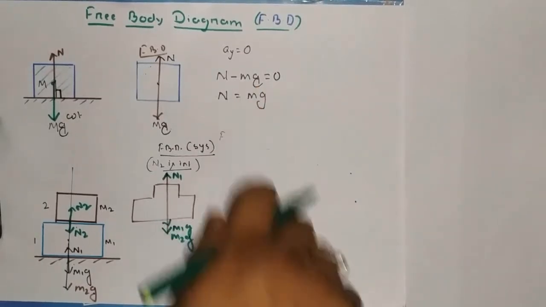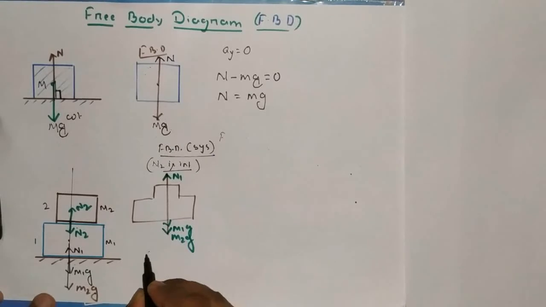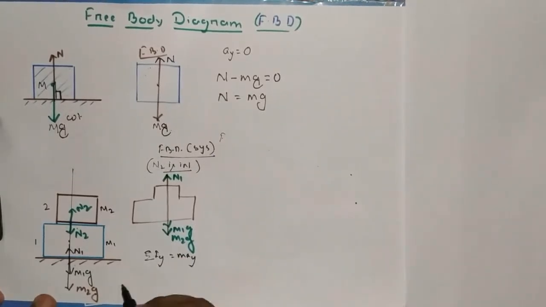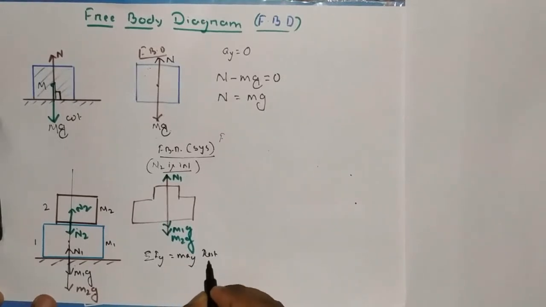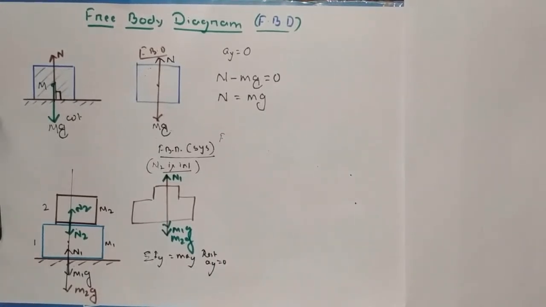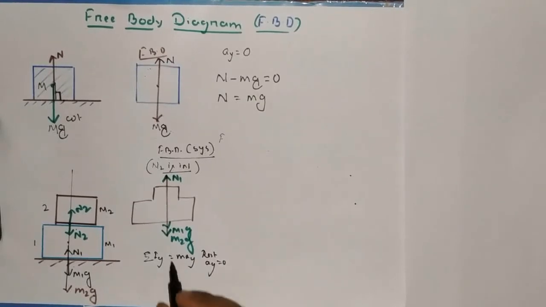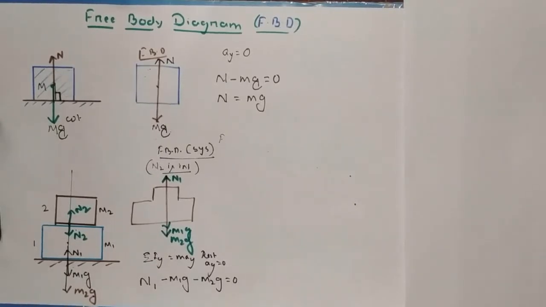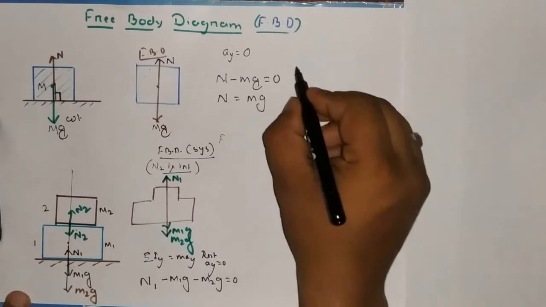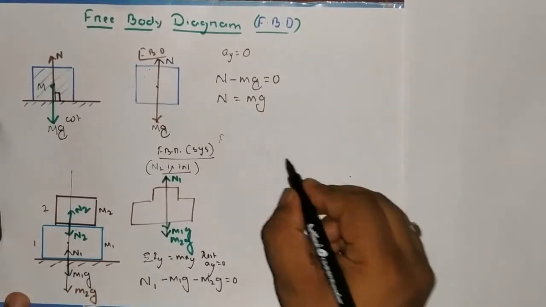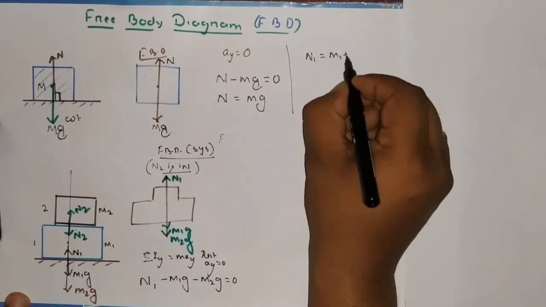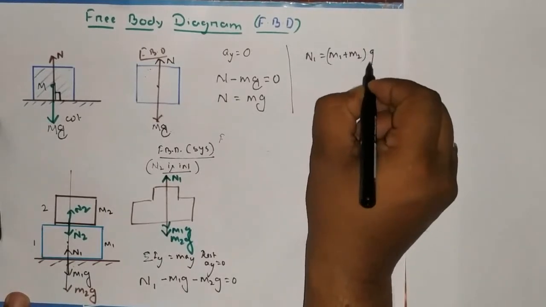Similarly, which formula will I apply? Summation of Fy equal to may. Due to rest, ay is equal to 0. So I will write here N1 minus M1g minus M2g equal to 0, or I will solve here and write N1 equal to (M1 plus M2) times g.